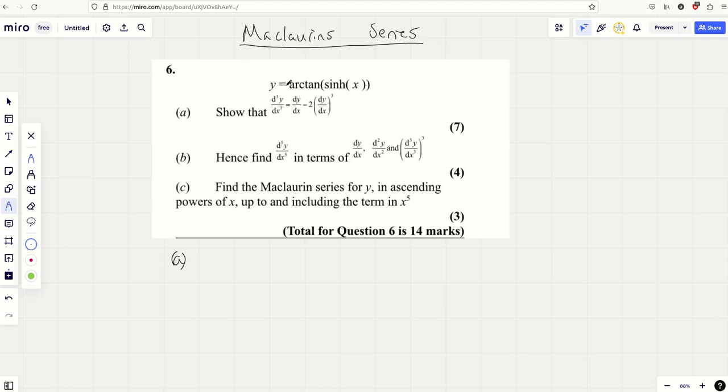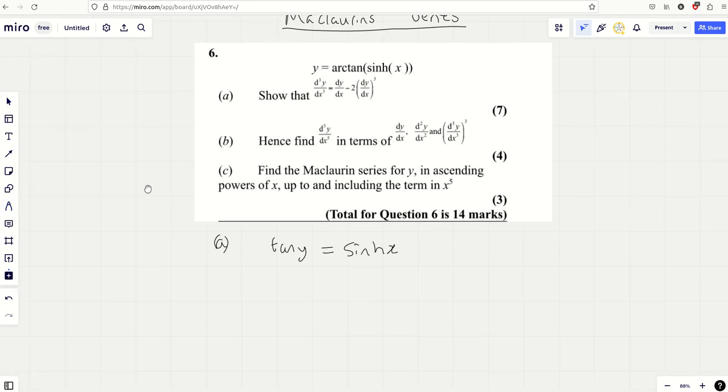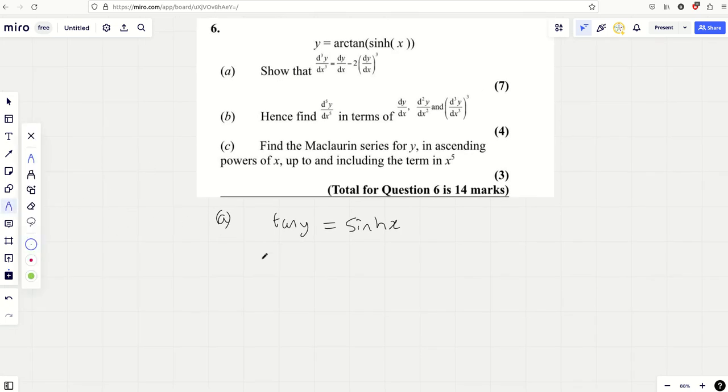But looking at this, I don't want to mess about with arctans in this question, so I'm going to take it straight onto the left hand side and make it tan y is sine x, yeah? And then implicit differentiation doesn't scare me, it's normally the easier way to do things. So I'm going to differentiate this implicitly. I'm going to differentiate tan y, I'm going to get sec squared y, but because I've differentiated a function of y, I'm going to attach a dy by dx on the end.